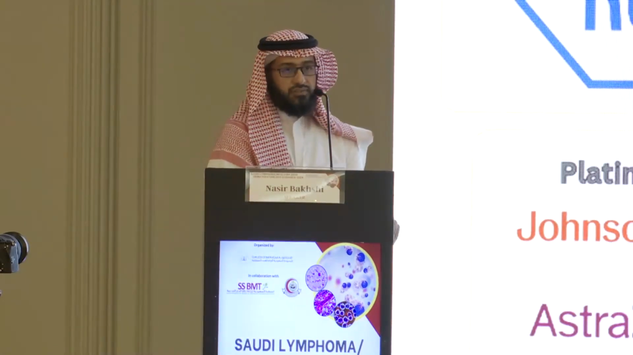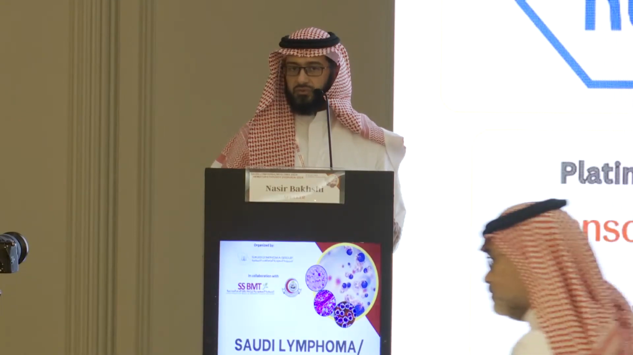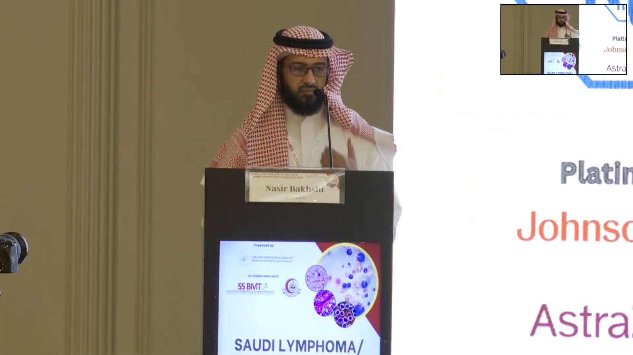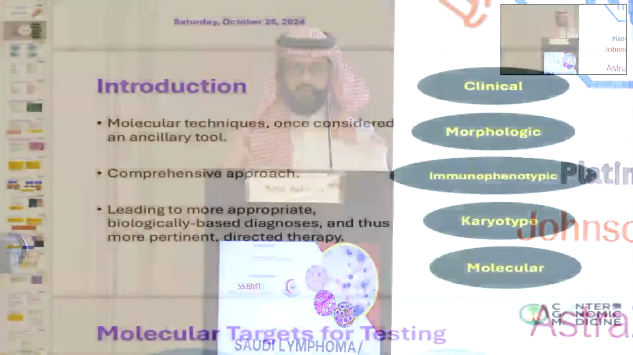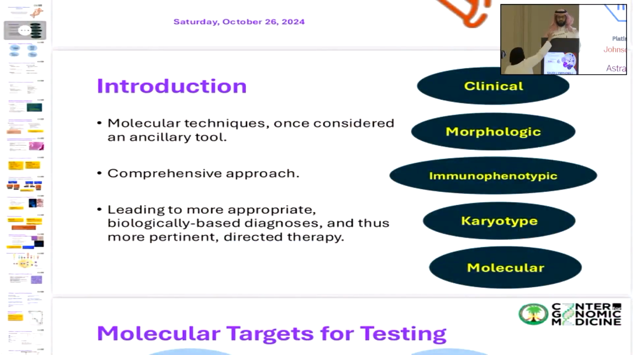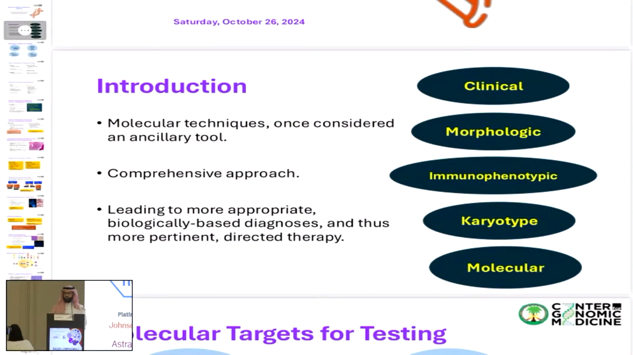But again, all of these advances in molecular testing are only ancillary. Still, we need the morphology. Still, we need a more comprehensive approach. So we need the clinical information, the morphology, the IHC, the karyotype, the cytogenetics. Everything is needed to have more comprehensive information and to understand the biology of these tumors. Once we understand it, this can guide the therapy. You can get better prognostication and also detect relapse.